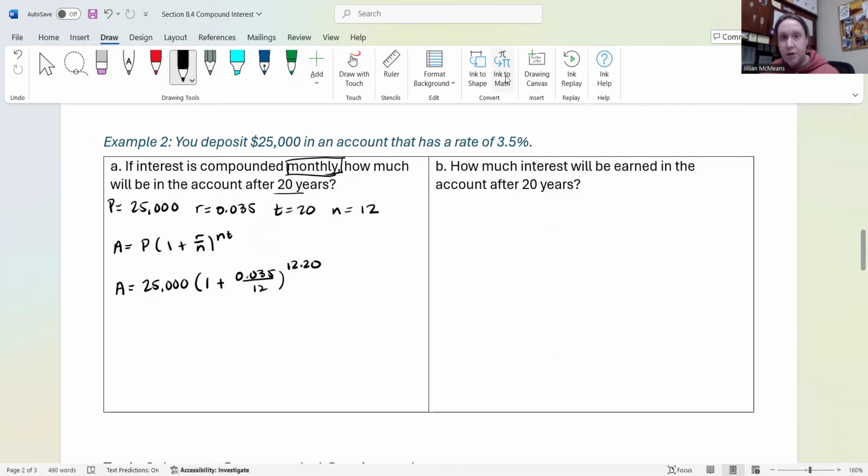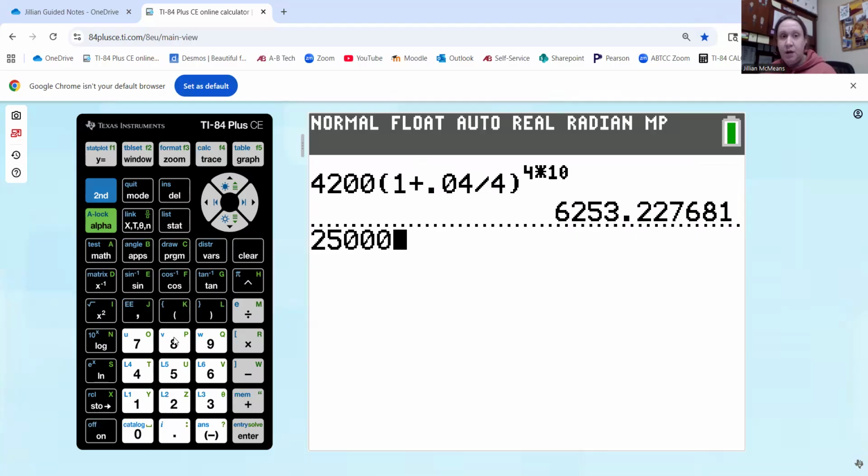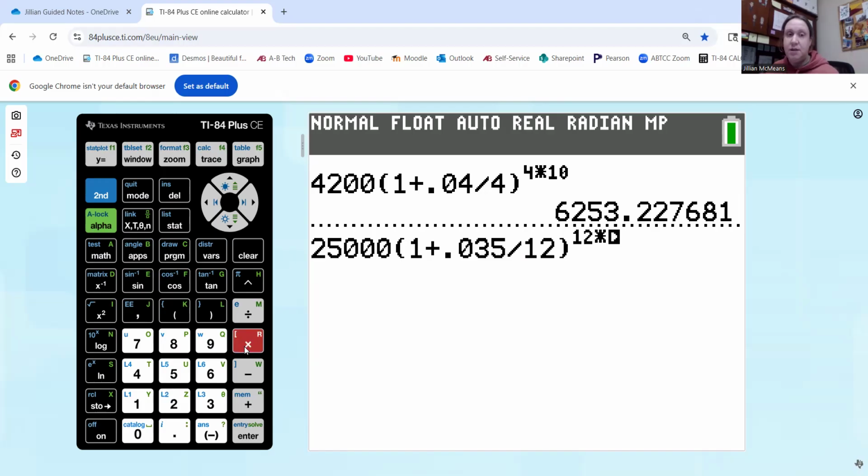So let me swap screens. All right, so we have 25,000 as P, and then in parentheses, we're going to take 1 plus R divided by N, so 0.035 divided by 12. I then want to raise that. Remember, we're going to use that caret button, which is above division. I want to raise that all to the 12, that's N, times 20, which is T, so that's the N times T power, and then hit enter.